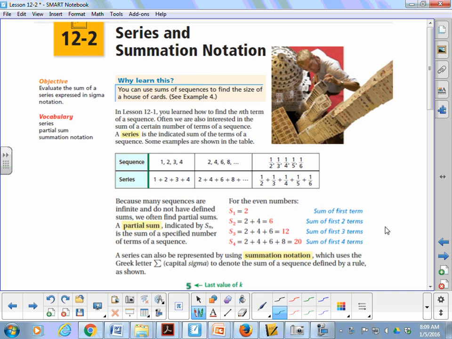We use the capital letter S to represent a sum, and the subscripts then tell us how many numbers we're adding together. So down here we have the partial sums, S sub 1, S sub 2, S sub 3, and S sub 4. They just tell us how many specific numbers we're going to add together.